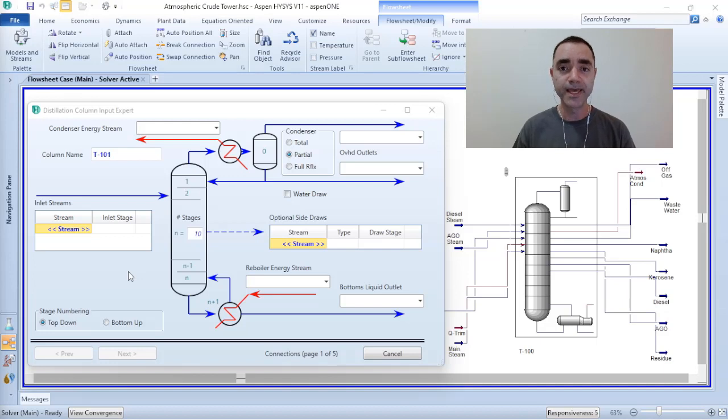So when you get the total number of stages of equilibrium from a shortcut method, you need to add that now to a detailed column in your process simulation. Here, for instance, I used a standard distillation column from Aspen HYSYS, and per standard it comes with 10 stages with a reboiler and a partial condenser.